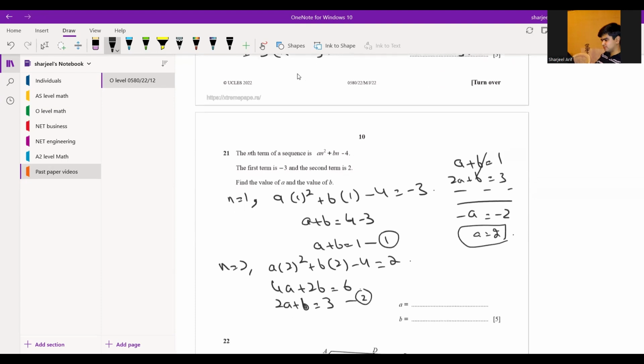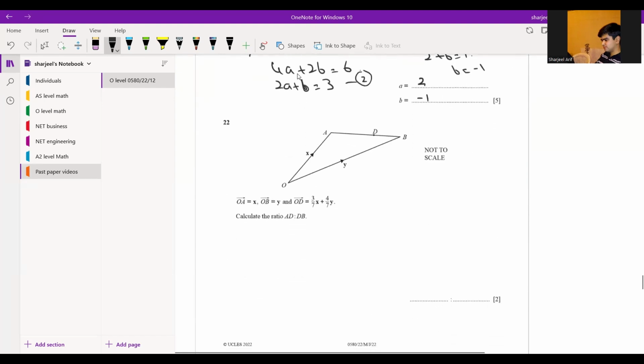To find the value of b, just substitute it in equation number 1. You will get 2 plus b equals 1, and b will be equal to minus 1. So the two answers are 2 and minus 1.